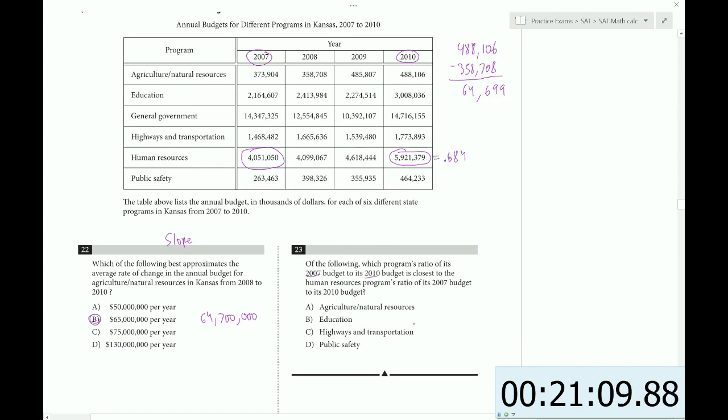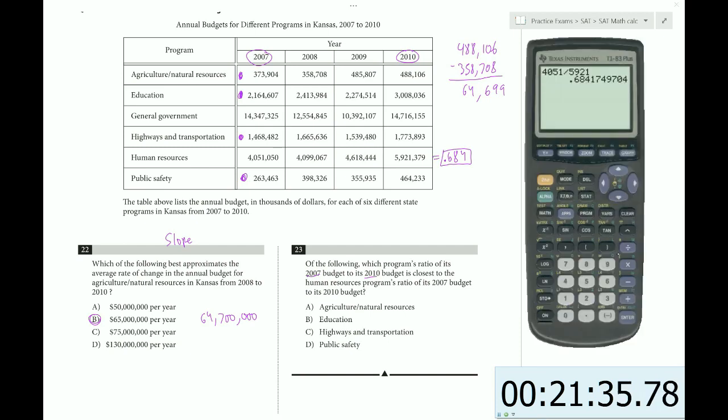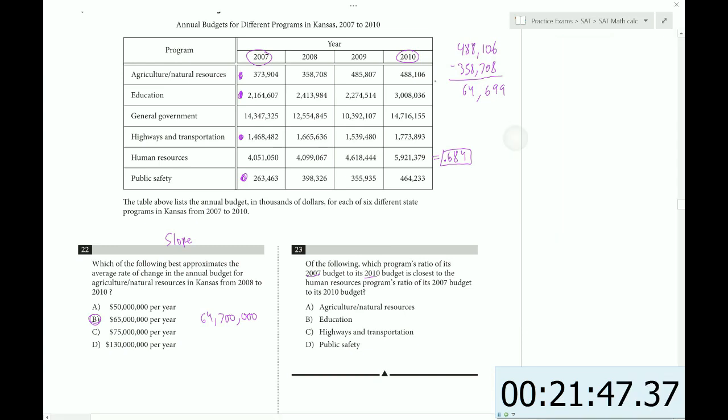And now we can just run through the other choices here. So we need to do education. So let's just make a mark here, education. We need to do agriculture, natural resources, and we need to do highways, and we need to do public safety. And we're looking for the one that's closest to 0.684. So let's see. We'll start with the top, 373,904 divided by 488,106. We get 0.766.